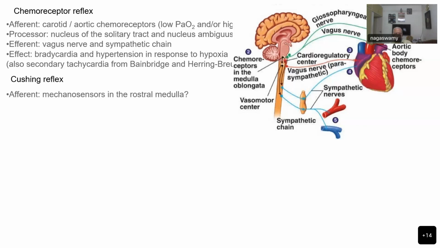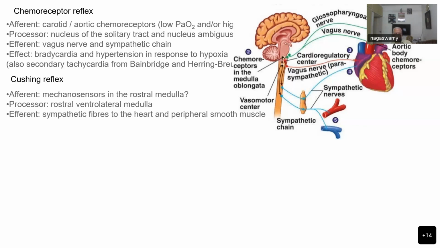Then Cushing reflex is another one. Did you mention this? Yes. Okay. Receptors in the rostral medulla and processor is rostral ventrolateral medulla. The efferent pathway is sympathetic fibers to heart and peripheral smooth muscles, and the effect will be hypertension, and immediately once hypertension is there, baroreceptor reflex will cause bradycardia.